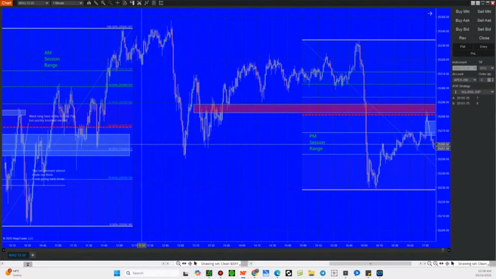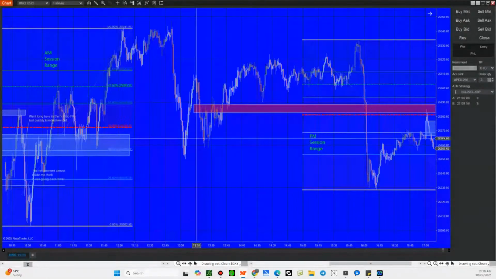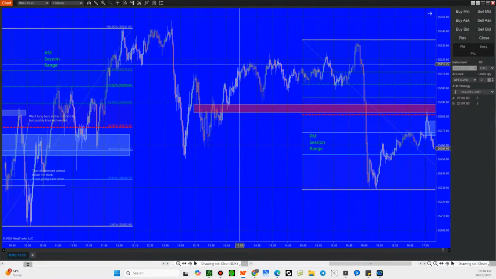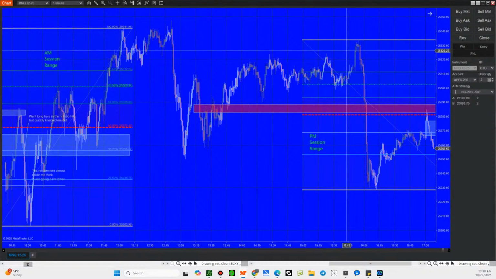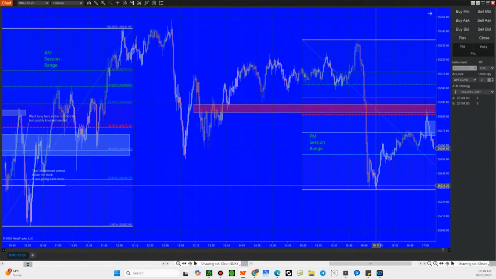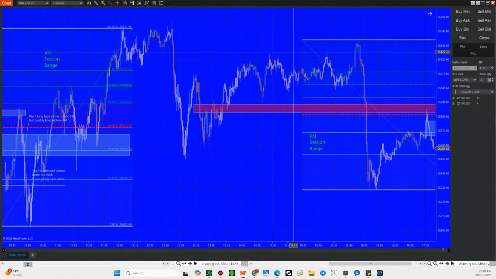And the PM session starts at 1:30, right on that time. But within that lunch session, within that PM session, there were no highs made yet. So the highest high was made in the PM session at 3:55, and the low was made right about after the market close. So to me, this is the PM session.